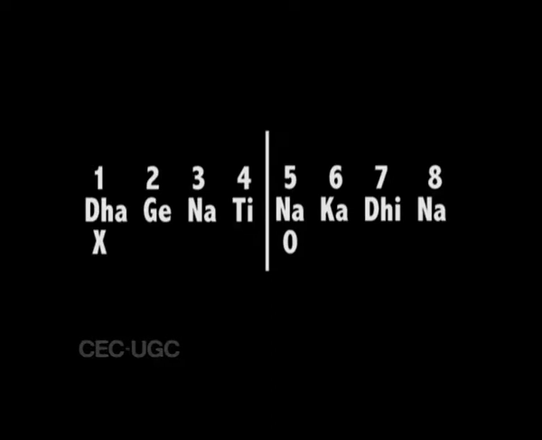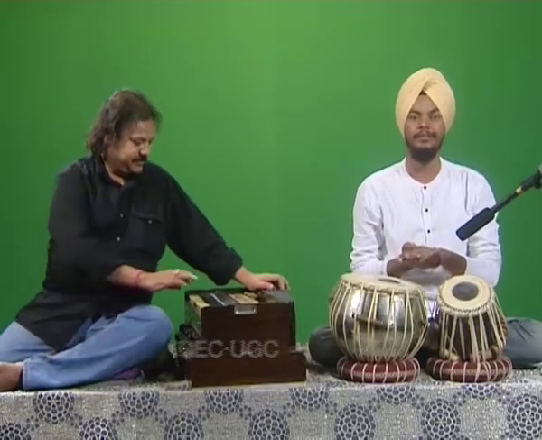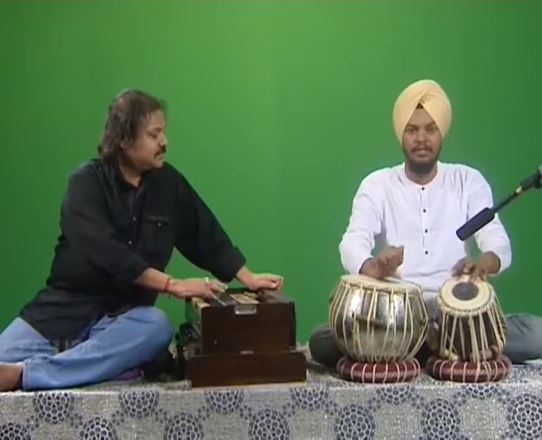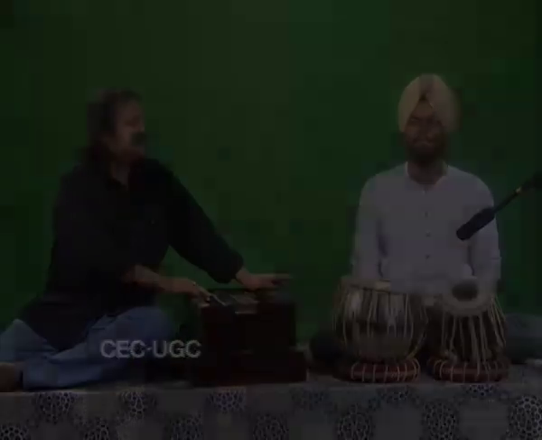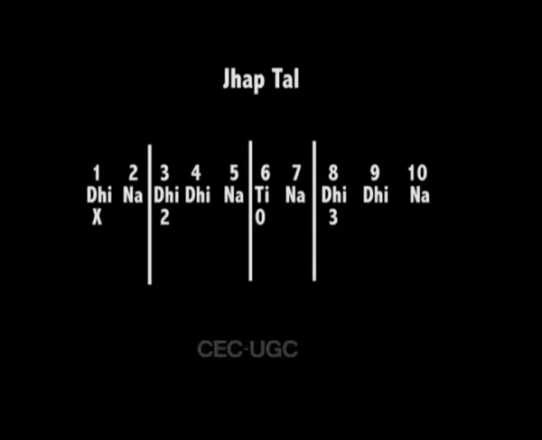You can see written in the script one avartan of Kehrwa Taal. Dha ge na ti, na ka dhi na. Taal Kehrwa. This is one cycle or one avartan of Kehrwa Taal. Similarly, you can see again one avartan of Jhap Taal. Jhap Taal. Dhi na, dhi dhi na, dhi na.